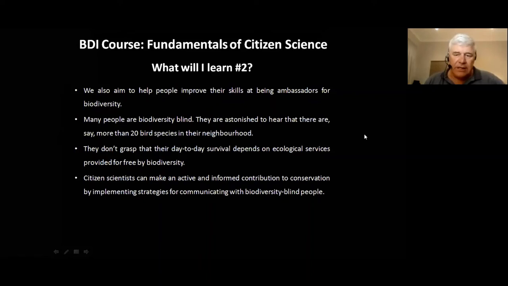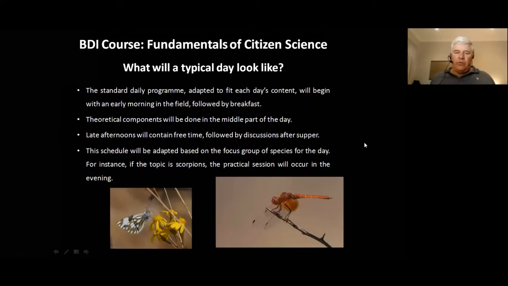So we need to develop informal strategies to really communicate whenever we can with people about the importance of our biodiversity. So all of these things will be covered as well. A typical day, depending on where we are, we will adapt the day to fit what we're going to be covering on that particular day.